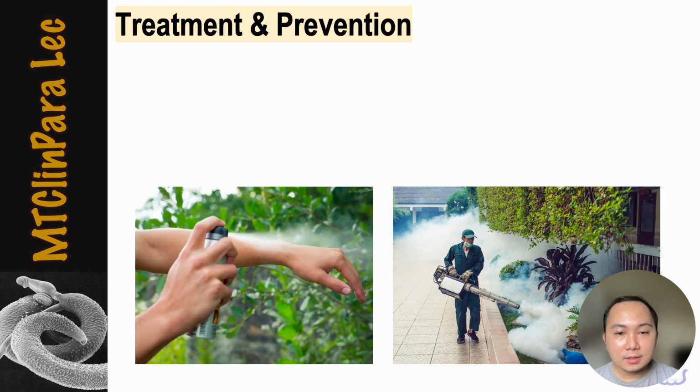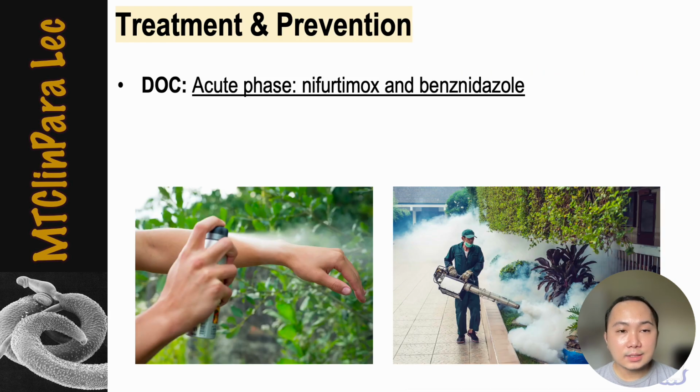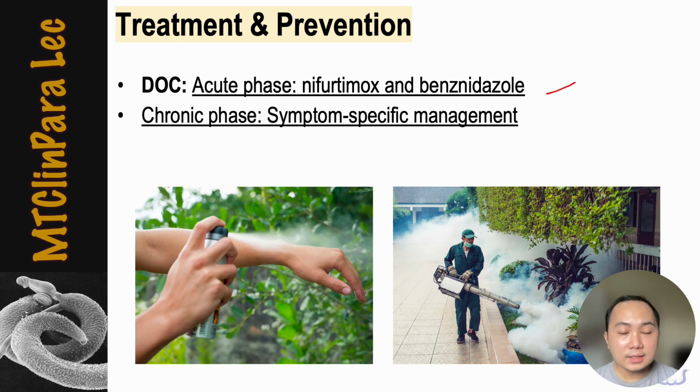So for the treatment, the drug of choice for the acute phase is nifurtimox and benznidazole. For the chronic phase, this is a case-to-case basis where symptom-specific management should be done in the patient. So, depende kung ano yung signs and symptoms ng patient. So, kung may heart problem siya, yung target natin is the heart, okay? Any kind of treatment to prevent heart attack and heart problems.